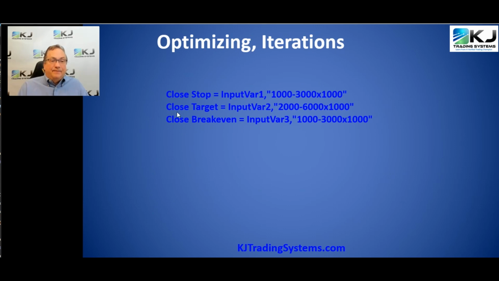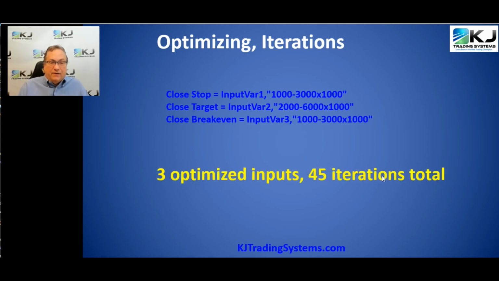For optimizing, again, it's 3 variables, the closing stop, the closing target, and the closing break even. You can see I have different ranges for those. 3 optimized inputs, 45 total iterations. So I'm not optimizing a whole lot. These are pretty big ranges here, $1,000 to $3,000 in steps of 1,000.